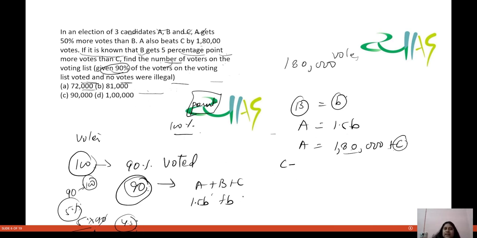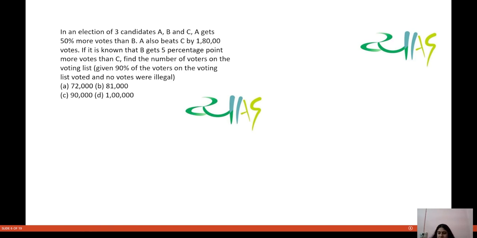Now we can put it in the form of some X and take out the answer. I just explained to you in the form of 100 because it is easier to understand that way. Because 1,80,000 votes is there, we can't take 100, we have to start from some quantity X. So this is how you can approach this answer. Let's solve it.